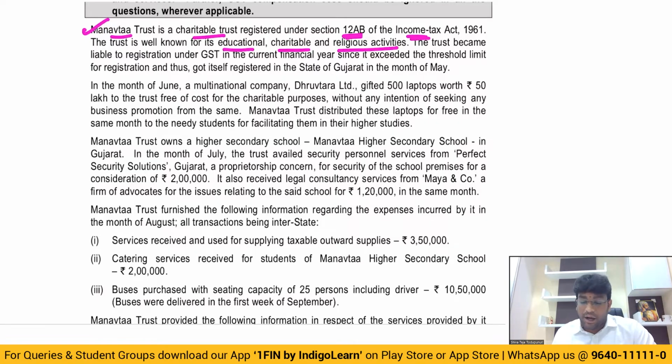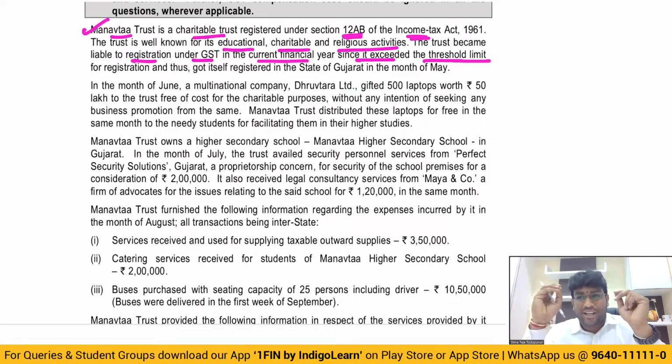Next, what did they give? The trust became liable for registration under GST in the current financial year, since it exceeded the threshold limit. And what is the threshold limit? We all know that the threshold limit will be 10 lakhs or 20 lakhs or 40 lakhs, as the case may be. The general limit is 20 lakh, but for special states the limit is 10 lakh, and for exclusively goods the limit is 40 lakhs. And special states means, as we all know, Manipur, Mizoram, Nagaland, Tripura.